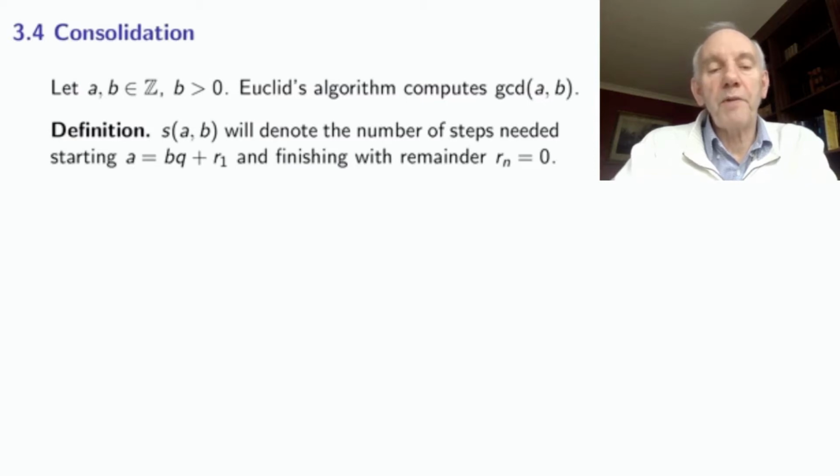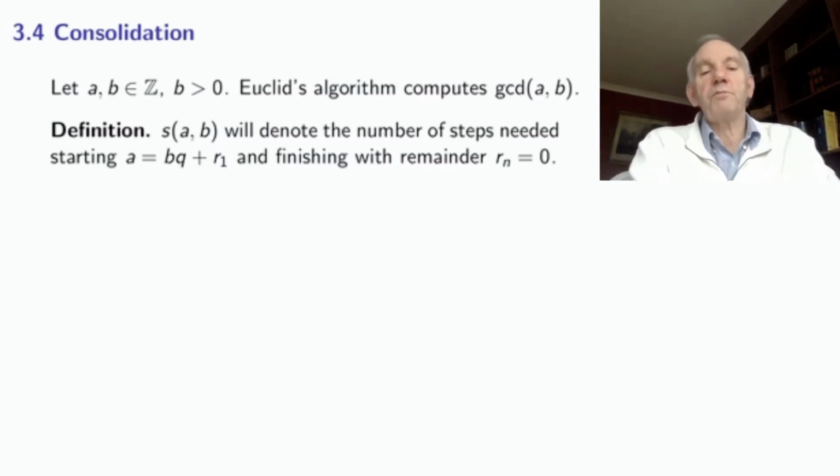So the problem I'm interested in here is understanding how to estimate the number of steps which we need to carry out to find the greatest common divisor of two integers a and b using Euclid's algorithm. So let a and b be integers. b will always be strictly positive because the idea is we want to divide a by b.